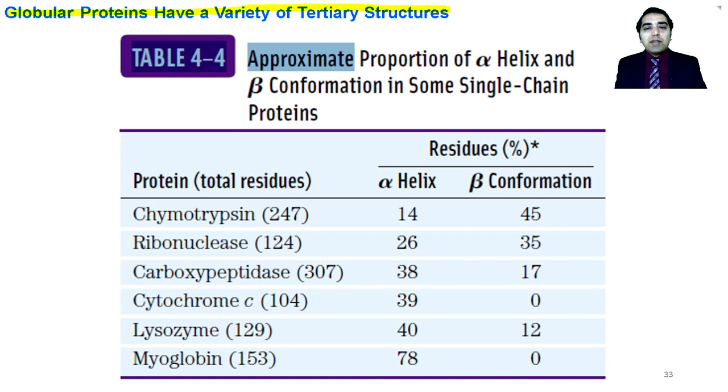Globular proteins have a variety of tertiary structures. We have taken the example of myoglobin, that is 153 amino acid residues, and it's containing 78% alpha helices and the beta conformation is 0. Chymotrypsin has 14% alpha helices and 45% beta conformation. In the same way, another protein that is containing only alpha helices is cytochrome C. 39% of it is alpha helix and the beta conformation is 0, and cytochrome C is 104 amino acids in its single polypeptide chain.